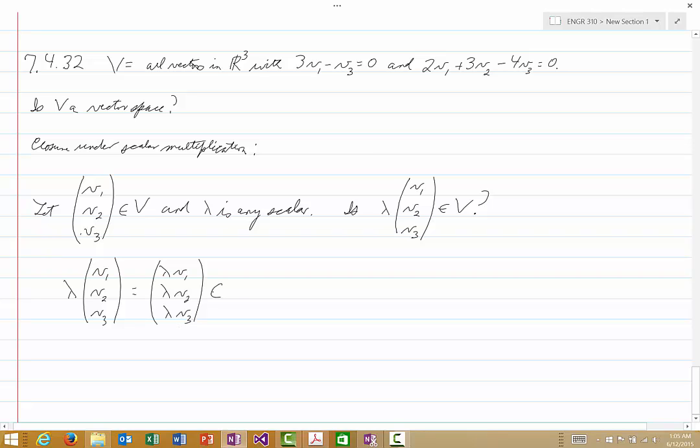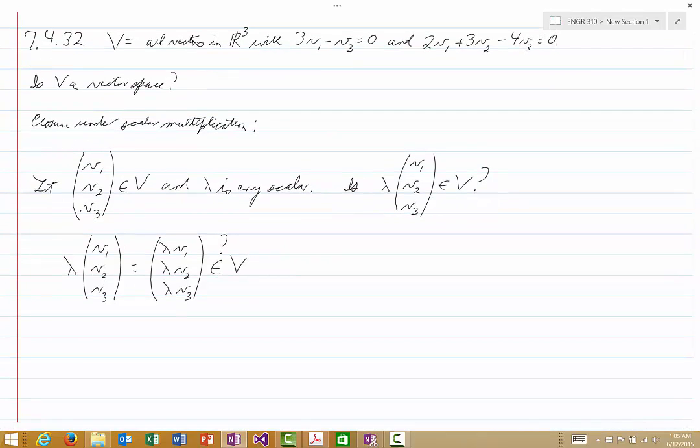And we want to know if that is in V. Well, the way that you check to see if a vector is in V is you need to check two constraints here. Is 3 times the first component minus the third component equal to 0, and is twice the first component plus 3 times the second component minus 4 times the third component equal to 0? So you have to check two conditions.